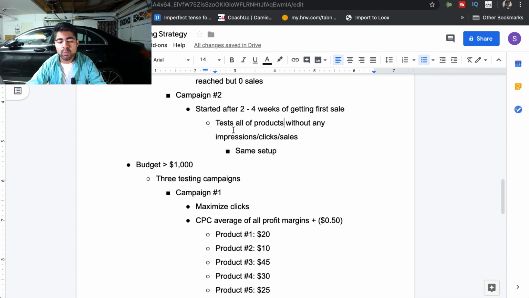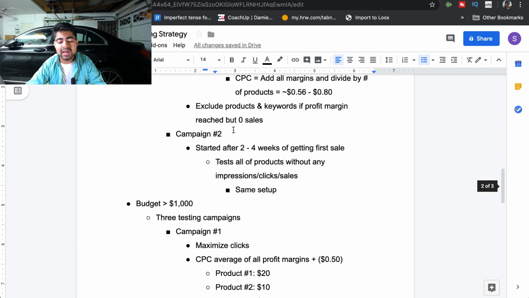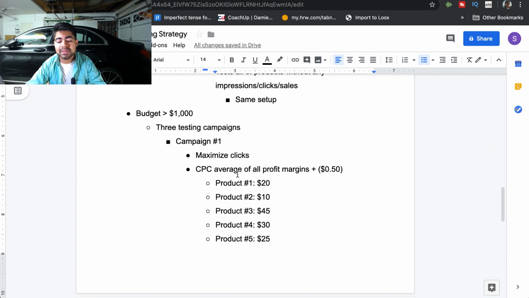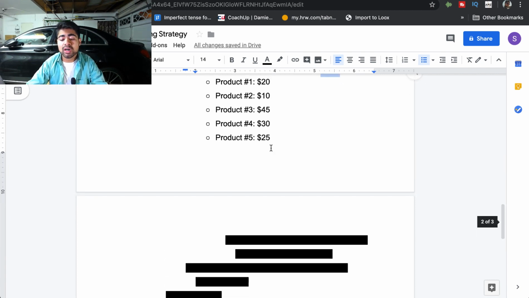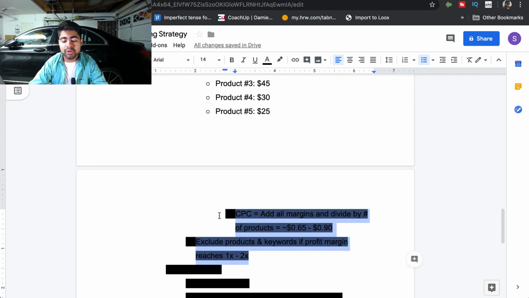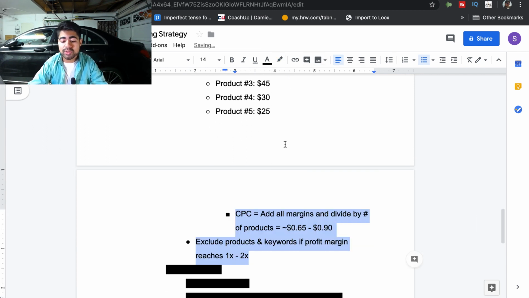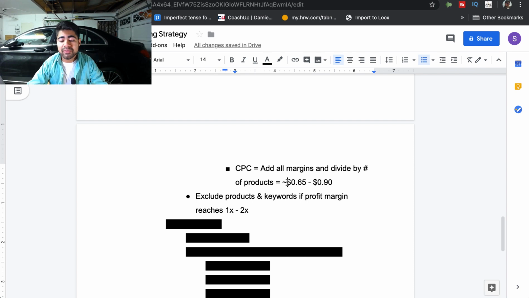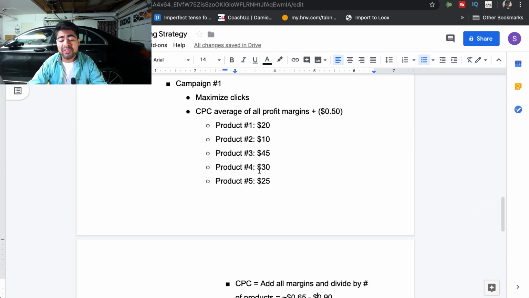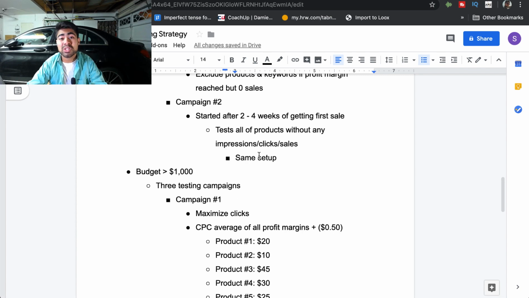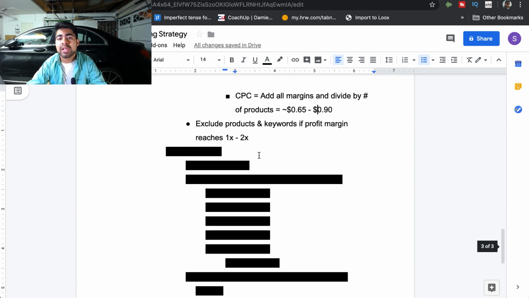So the first campaign will be very, very similar to what we already covered. It'll be on maximize clicks, CPC average of all profit margin, but this time we would add about 50 cents to the average profit margin in the formula. So if we scroll down, the numbers are the same for the products, but for the specific bid limits, we would set them at a bid limit of 65 cents to 90 cents in this case. This is determined by the average profits of these numbers and based on the formula which I went over at the beginning of this video. So if you're kind of confused, again, watch this video several times.